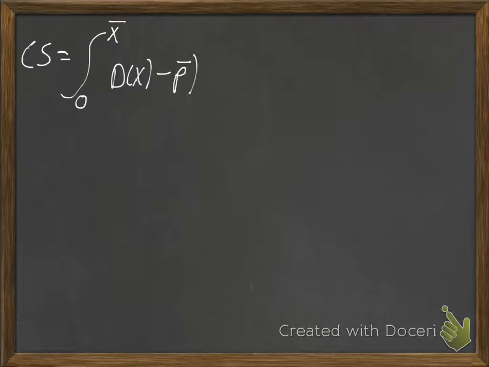So to find our consumer surplus, we do the integral from 0 to x bar of our demand equation minus the set price, p bar, dx. So now it's just a matter of filling in each of our pieces.